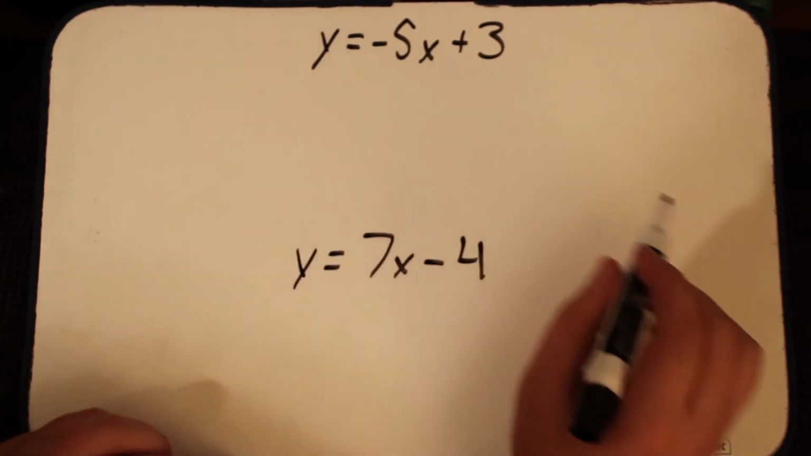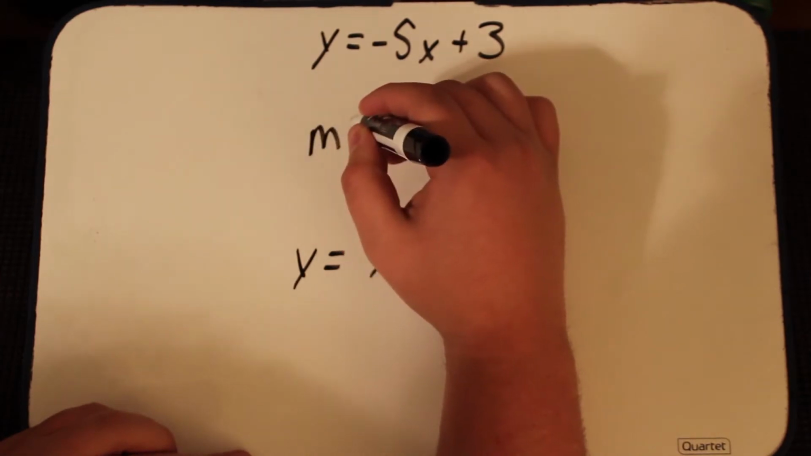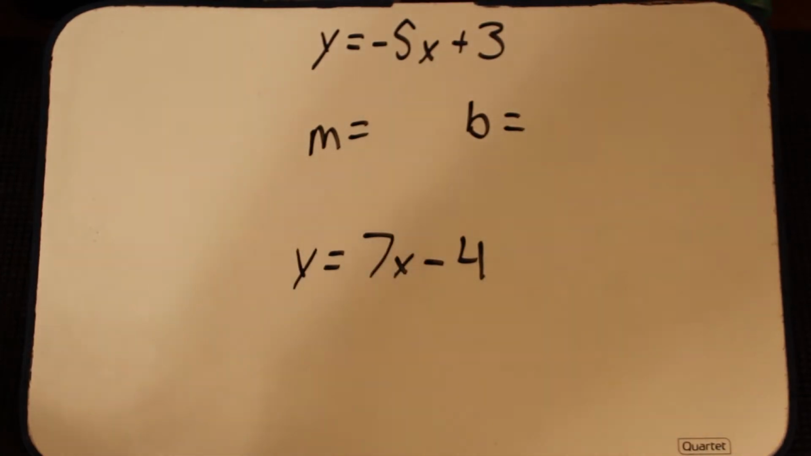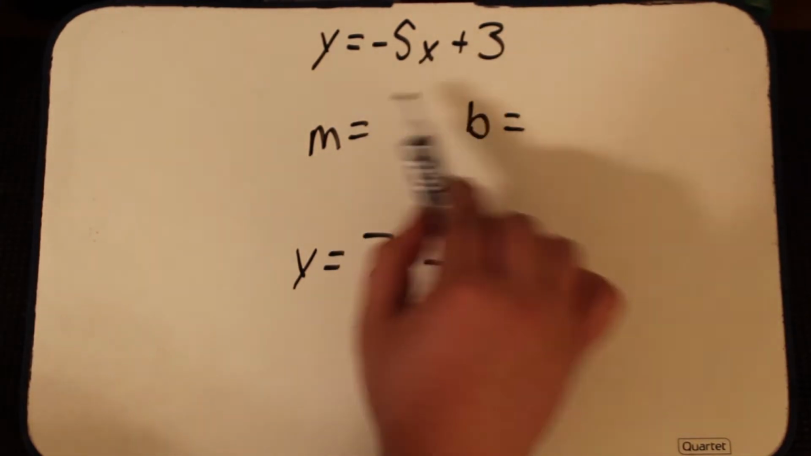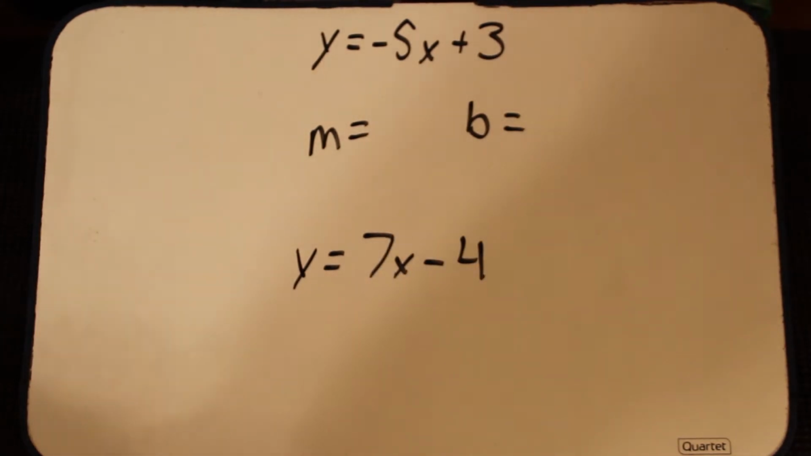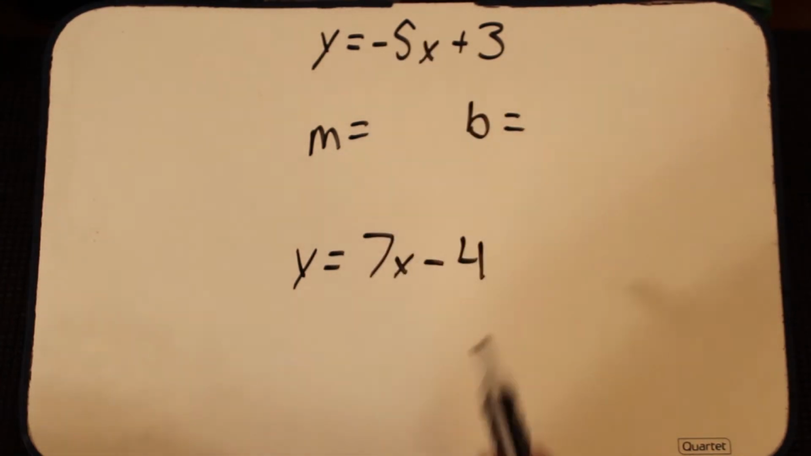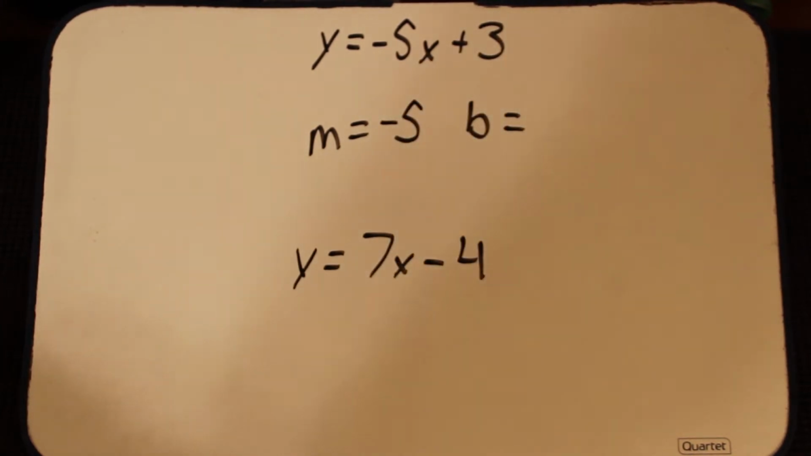We have y equals negative 5x plus 3. So I'm just going to write my slope variable and my y-intercept variable, and then we can sort this out. Now, our slope is always going to be next to the x variable. It's also our rate of change. But slope here is negative 5 because it's next to that x. So we just write negative 5 here.